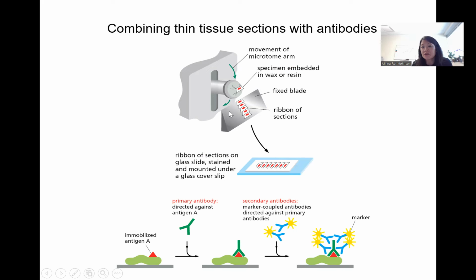So if you combine these two ideas, taking a tissue and sectioning it, and then using specific antibodies to detect antigens of interest, this could be a really powerful technique to, say, visualize a protein of interest within a particular tissue.